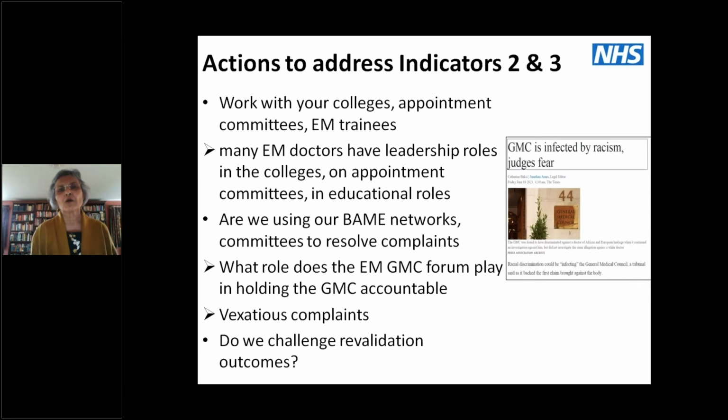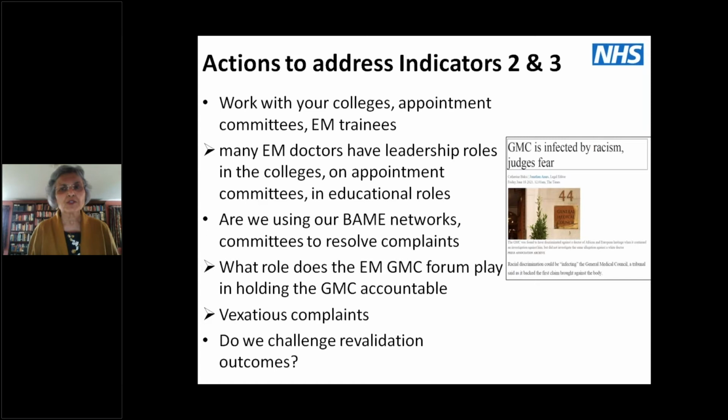Now, the question, if we want to take actions to address these indicators, is what roles are we playing? Have we asked our colleges to take the lead from the Royal College of Physicians and undertake the same kind of analysis on shortlisting and appointments? Interestingly, at the Royal College of Paediatrics and Child Health Conference only 2 days ago, it looked as if they are beginning to feel the heat of it and say, oh, we better start doing this analysis.